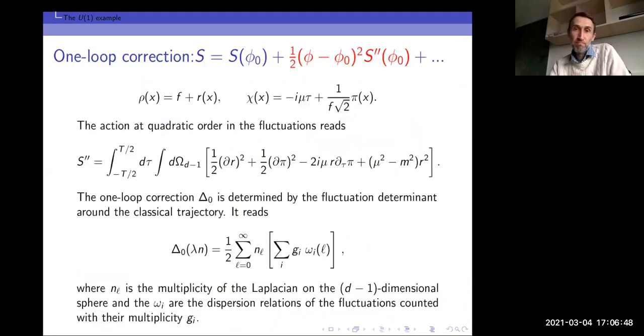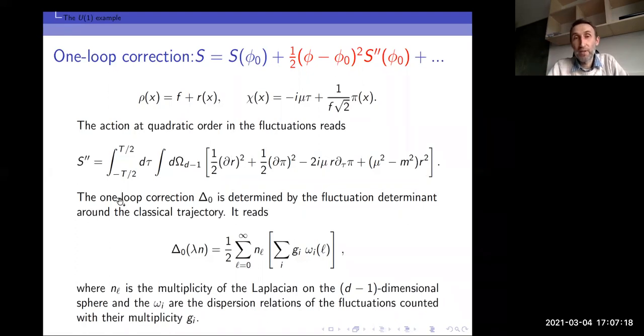Okay, after this physical interpretation I gave you for the classical solution, we now move a bit to the one-loop correction. And of course, as usual, you now have to expand your fields around the classical equation of motion, introducing these fluctuations, which I call R and pi, and find the action to quadratic order in fluctuations. And here I'll be very brief.